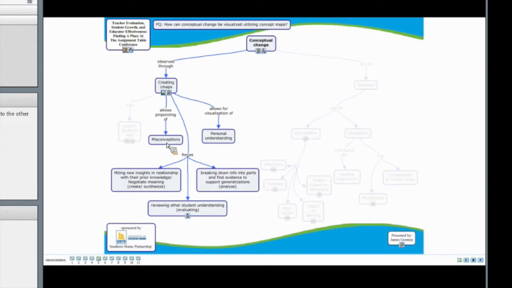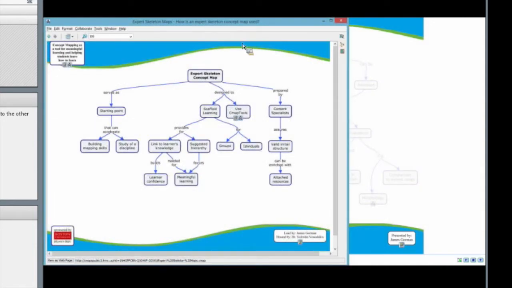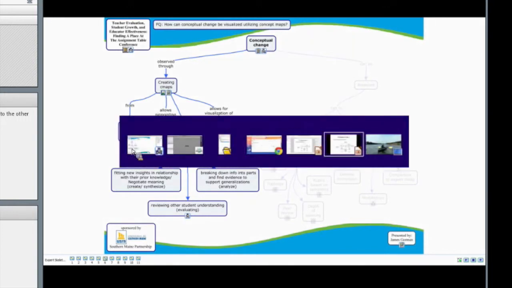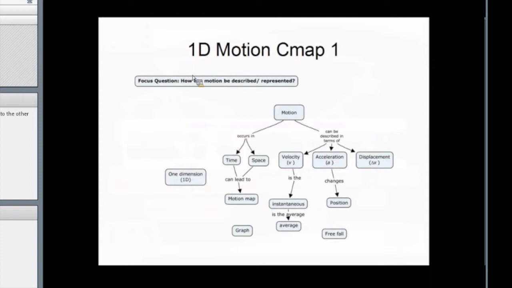So how do I start them out with these concept maps? I usually start them with something called an expert concept map, which gives them an outline of what it looks like. So here's an example of their first map. This is like their pretest. Okay? And you can see here, I had motion, time, space, velocity, acceleration. These were all on there in rudimentary form like they are.